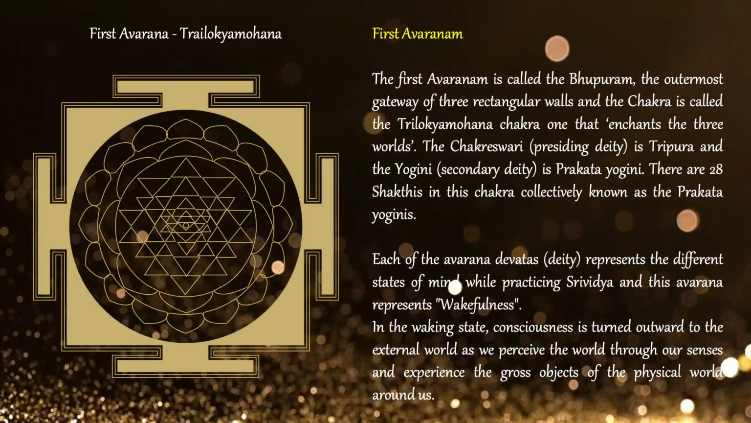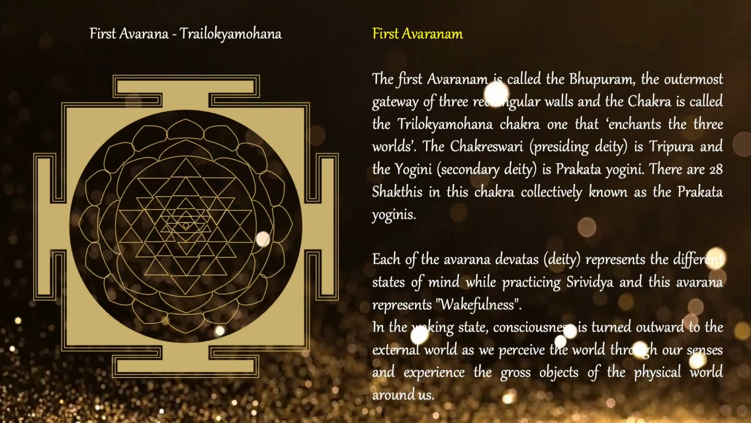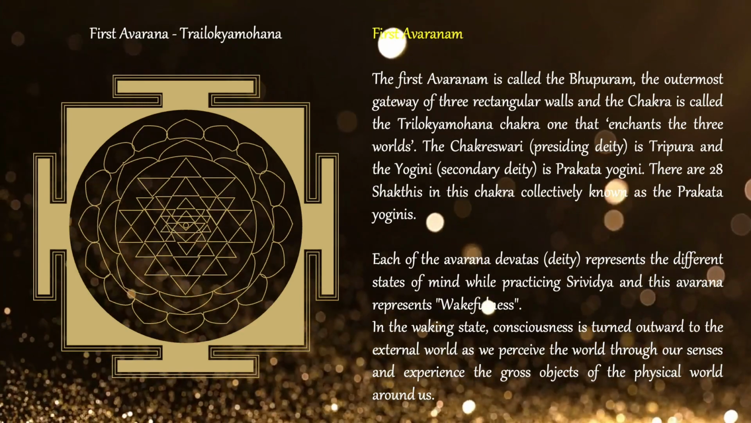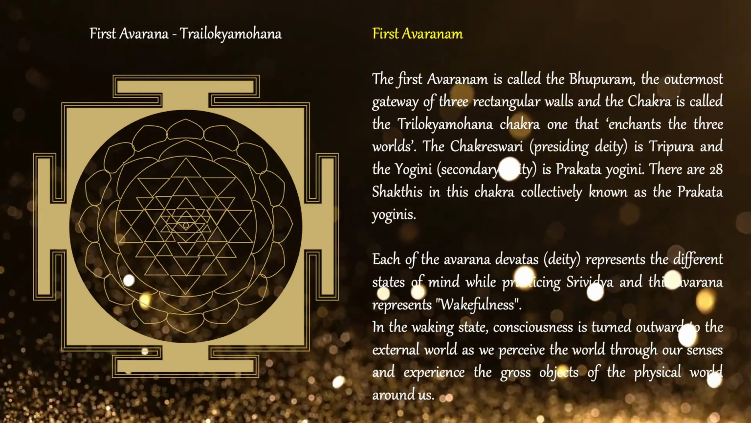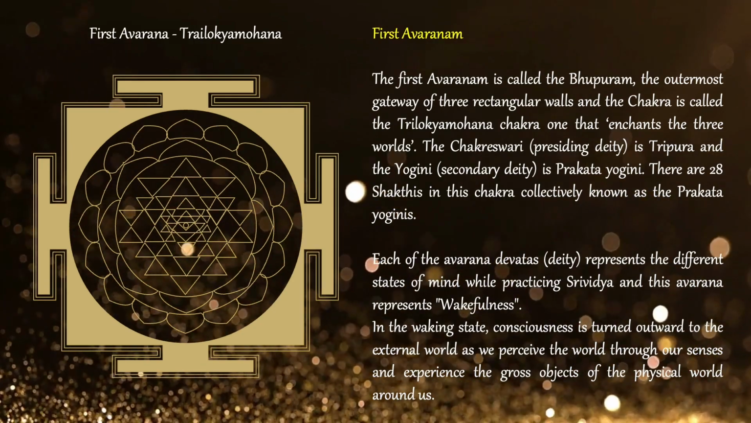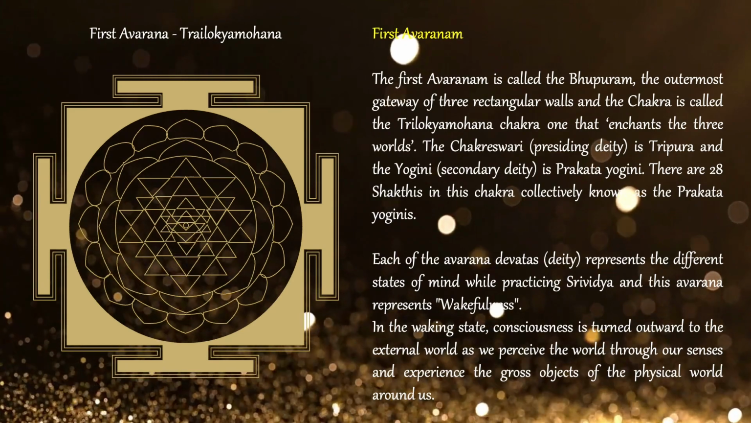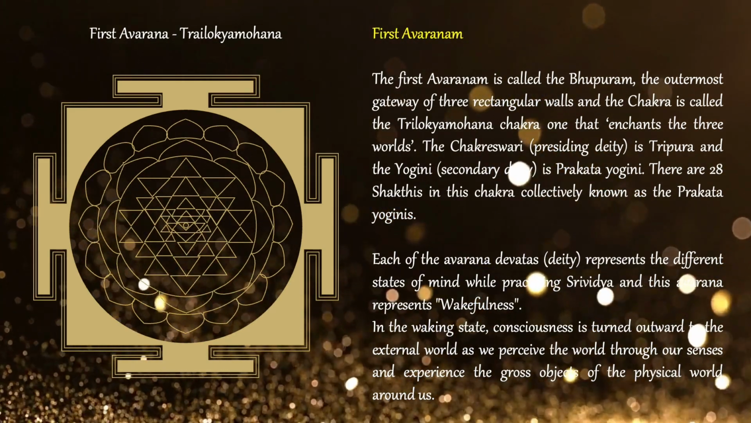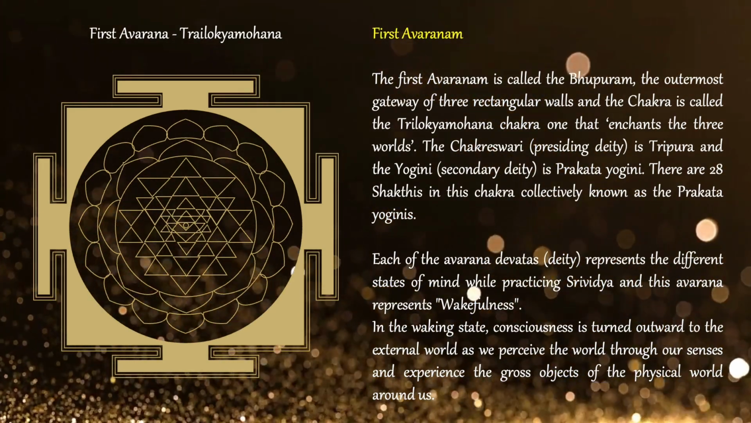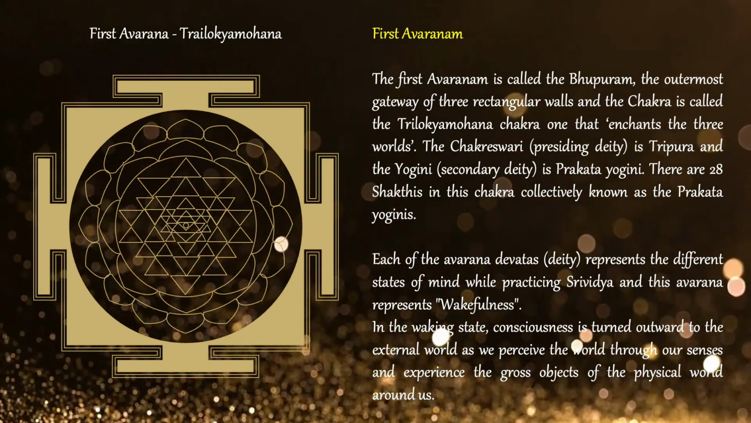The first Avaranam is called the Bhupuram, the outermost gateway of 3 rectangular walls, and the chakra is called the Trilokya Mohana Chakra, one that enchants the 3 worlds. The Chakreshwari is Tripura and the Yogini is Prakata Yogini. There are 28 Shaktis in this chakra, collectively known as the Prakata Yoginis.